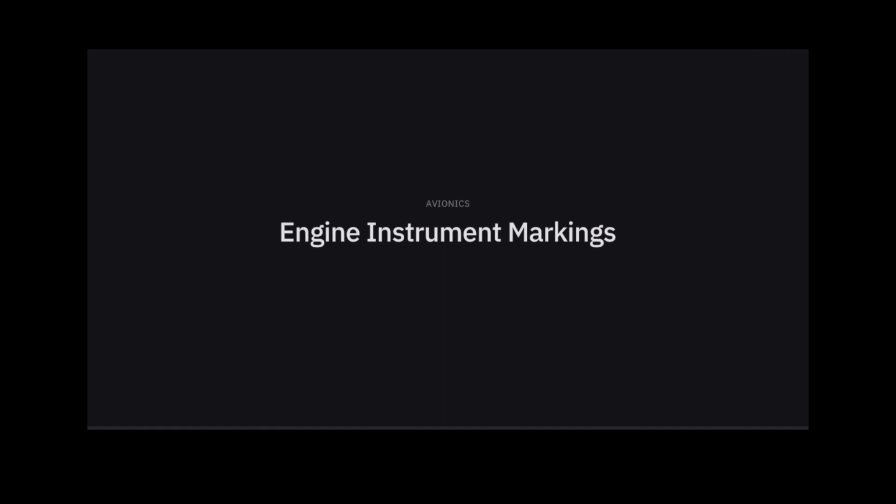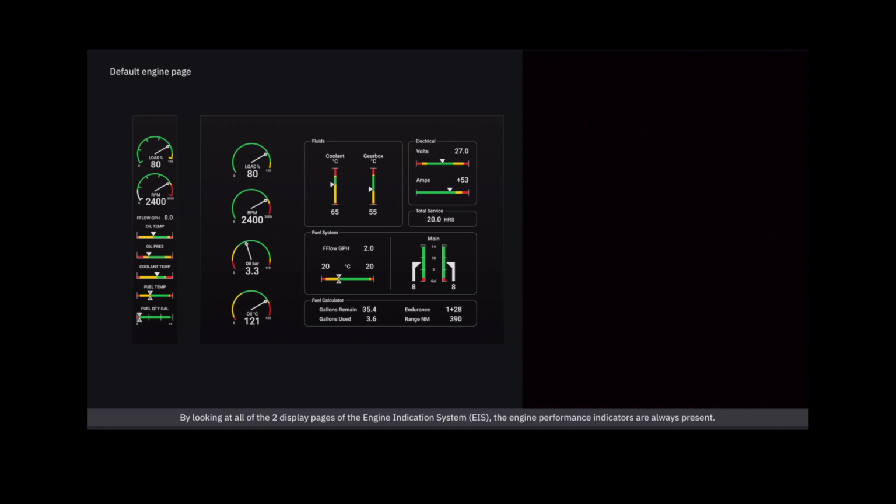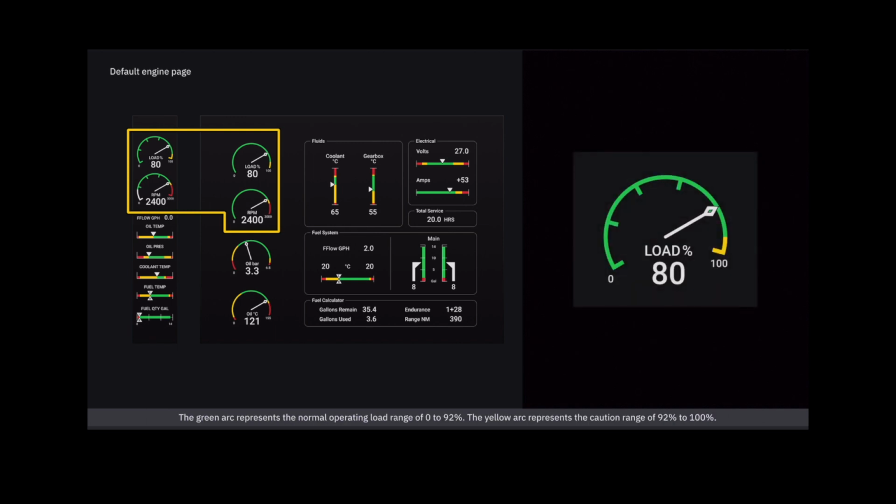Engine instrument markings. By looking at both display pages of the engine indication system, the engine performance indicators are always present. These indicators include the engine load expressed in percentage, and the propeller speed in revolutions per minute. The green arc represents the normal operating load range of 0 to 92%. The yellow arc represents the caution range of 92% to 100%.